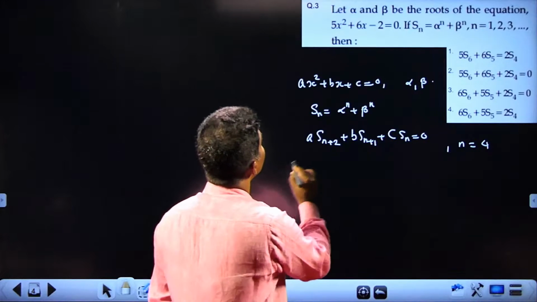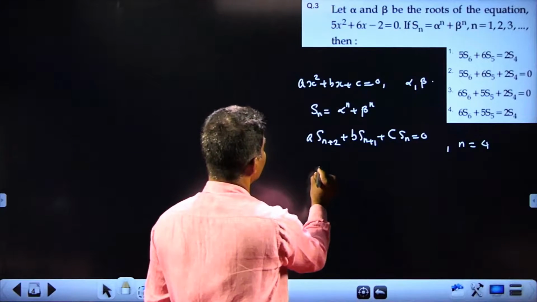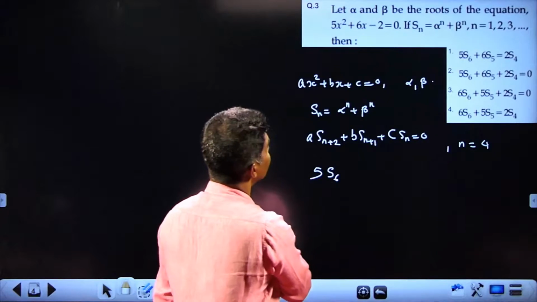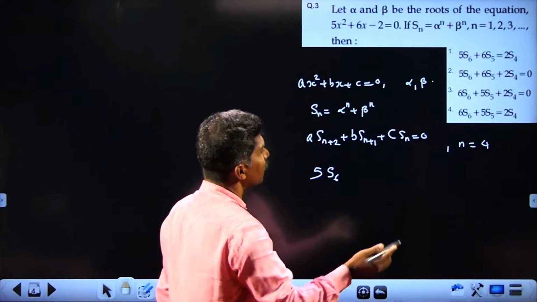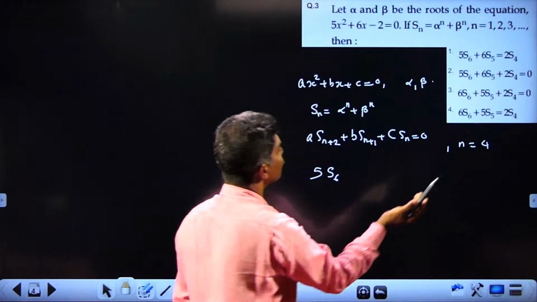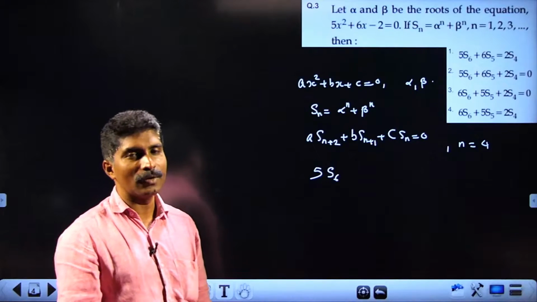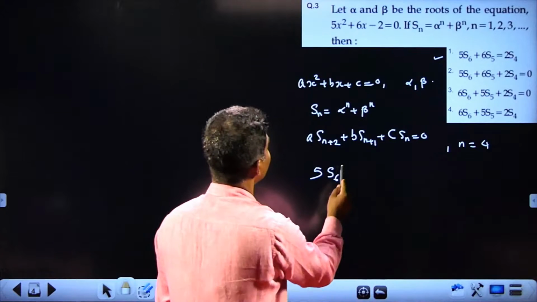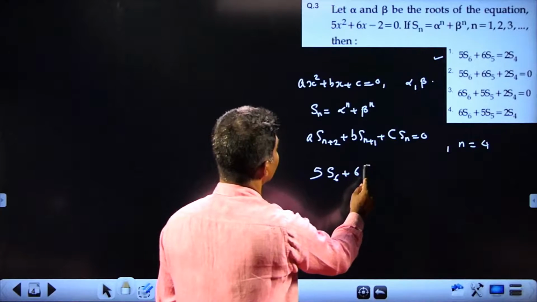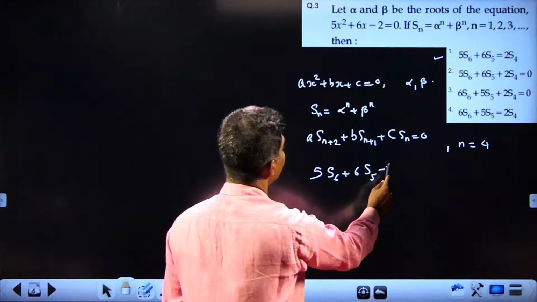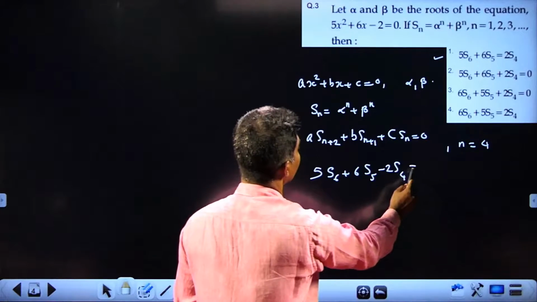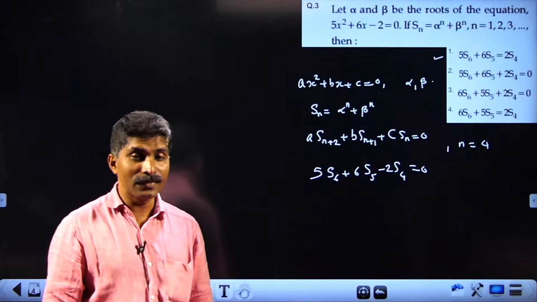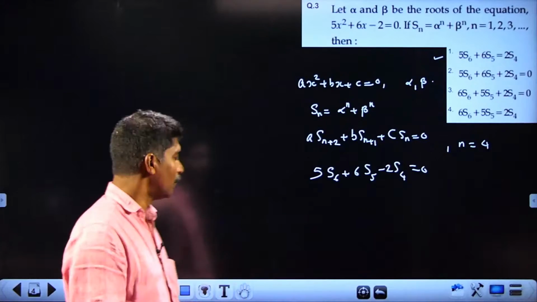Very simple now. A is 5, 5 into S6. Okay, 5 into S6. Immediately you cancelled these two options. Remaining is over. Very simple. What is it? Option 1. Plus 6 into S5 minus 2 into S4 is equal to 0, which is equivalent to option 1. Is it very simple now? It is very simple if you know this formula.